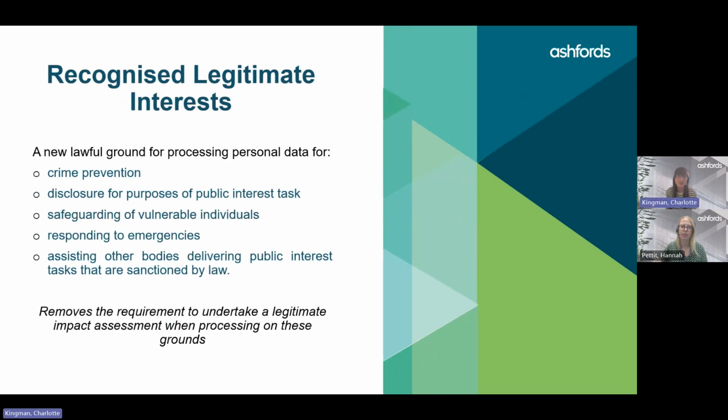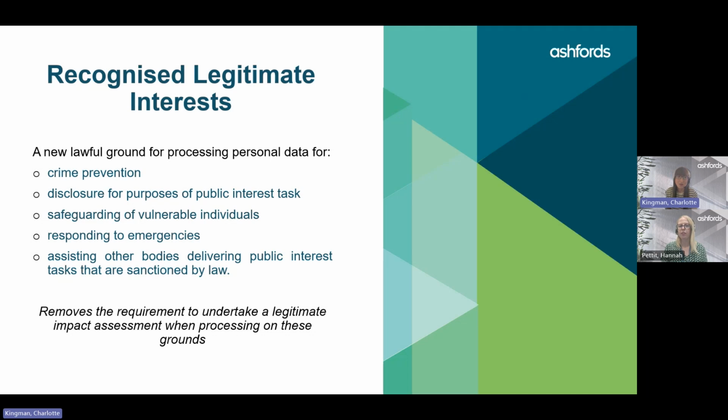So the first significant change is around the legitimate interests lawful basis. Most of you will be aware that you need to have a lawful basis for processing personal data under the UK GDPR. Previously there were 6 lawful grounds that you might rely on, one of those being legitimate interests, and that was a very commonly relied on lawful basis. Others include things like consent and a legal obligation, which I'm sure you'll be aware of.